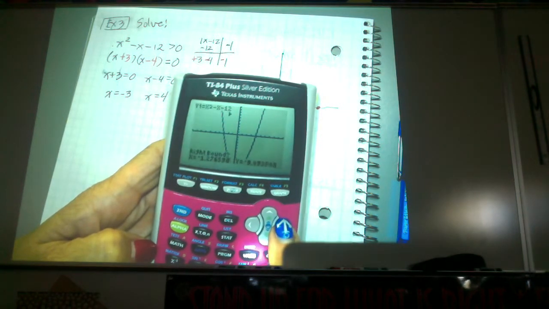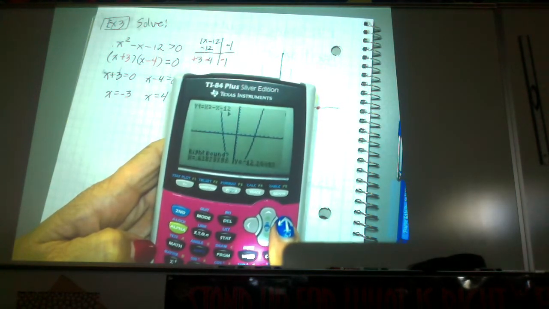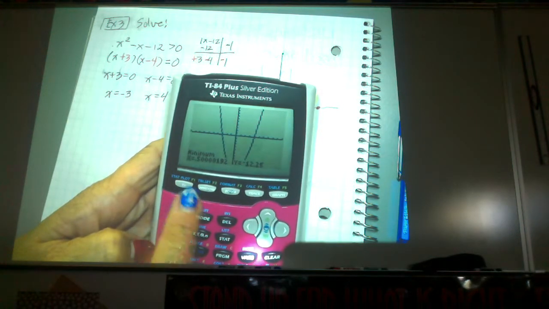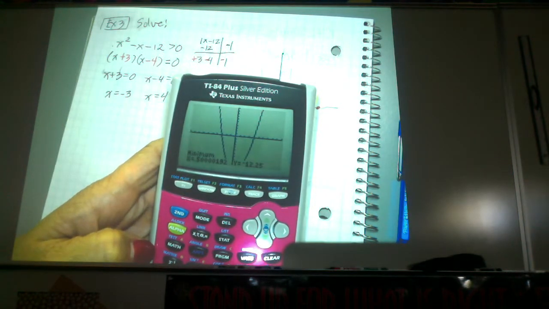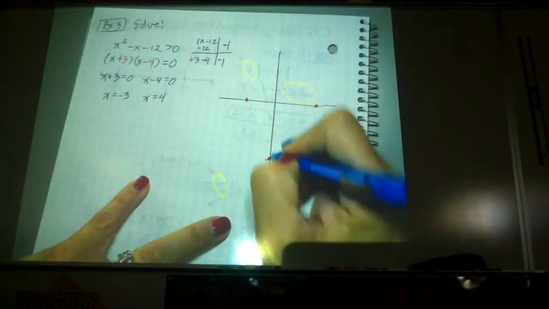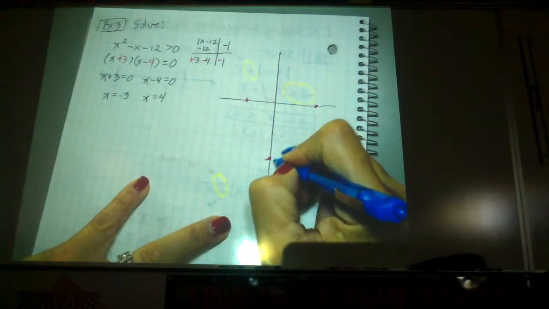And move your cursor for right bound until you can see it flashing again. There it is. Hit enter and enter again. So even though I can't see my vertex, I know it's at about 0.5, which is about a half, right? And then negative 12 and a quarter. So I'm at a half and negative 12 and just a smidge, right?